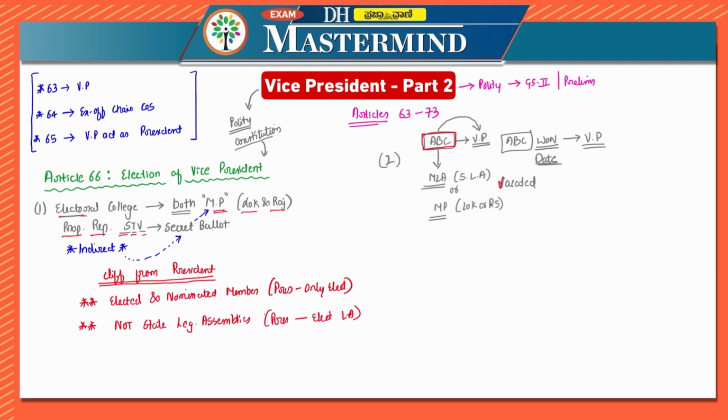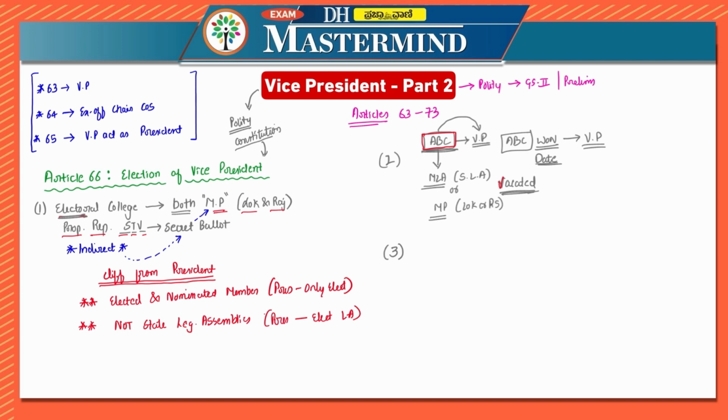So first, we saw the electoral college. Second, we saw what happens if a member of a state legislative assembly, Lok Sabha or Rajya Sabha wins the election and becomes vice president. On that date only, their office as MLA or MP stands vacated. I hope you have understood this. Let us move on to Article 66, subclause 3.